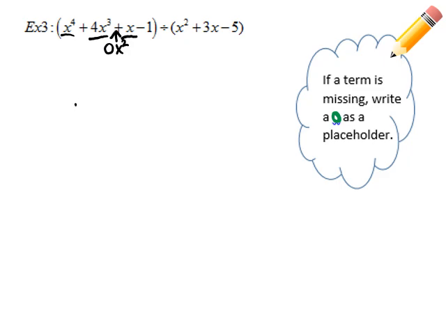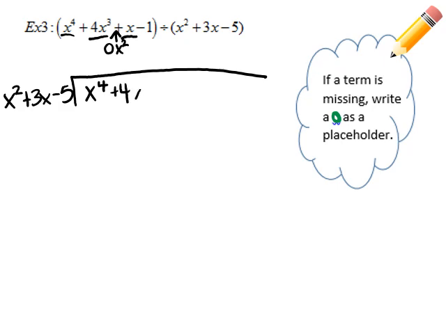So let's set up our division. I have a divisor of 3 terms, x squared plus 3x minus 5. And I have a dividend of x to the 4th plus 4x cubed plus 0x squared plus x minus 1. So again, make note of that 0x squared there.